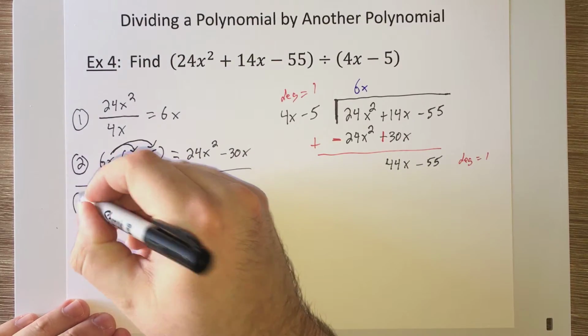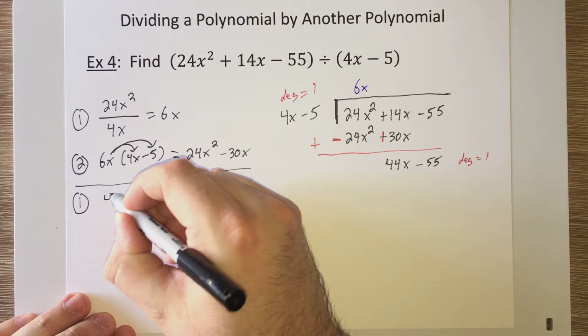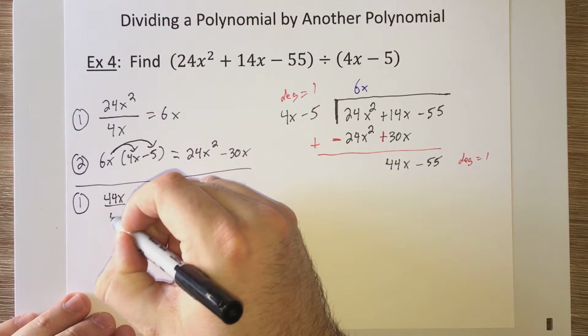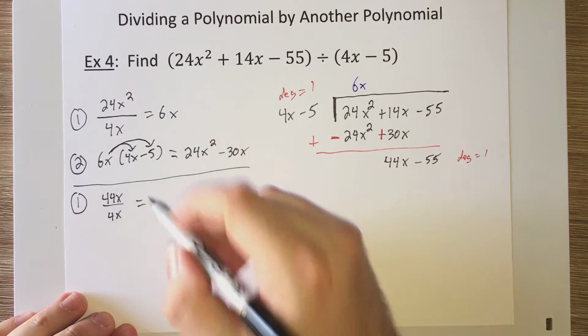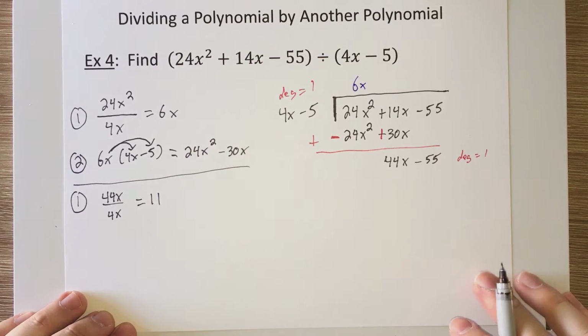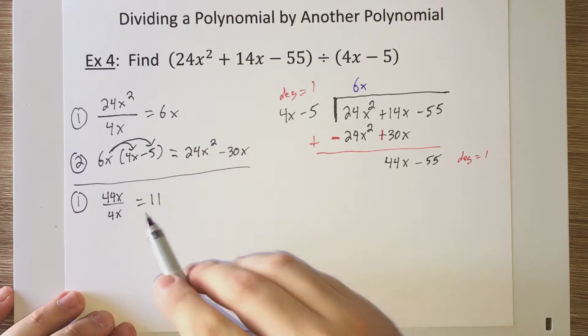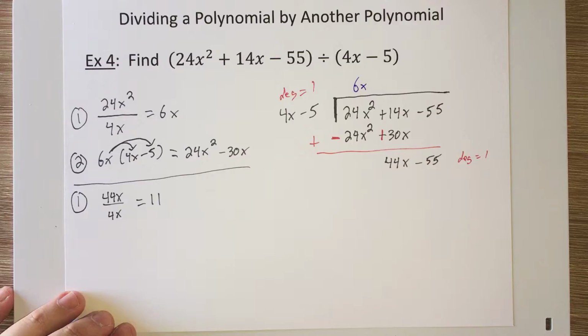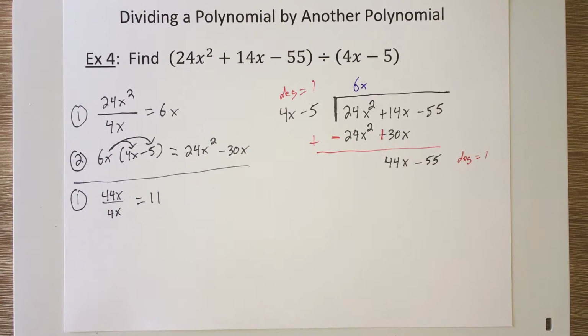Okay, so we go through it all over again. So now I take the left term here and divide by the left term here. So you do 44x divided by 4x. And again, just divide separately. 44 divided by 4 is 11. When you divide the x's, they cancel, or you can just think of it as one. You would subtract the powers. You do x to the 1 minus 1, which is x to the 0. X to the 0 is 1, you don't need to write it, so you just get 11. You write that answer up on top.